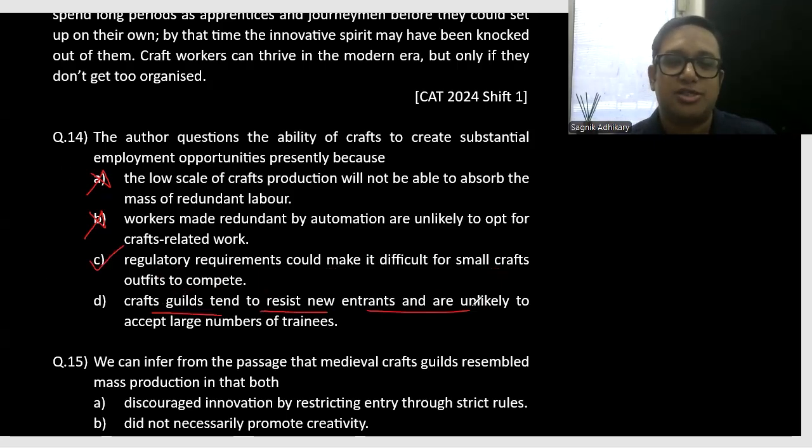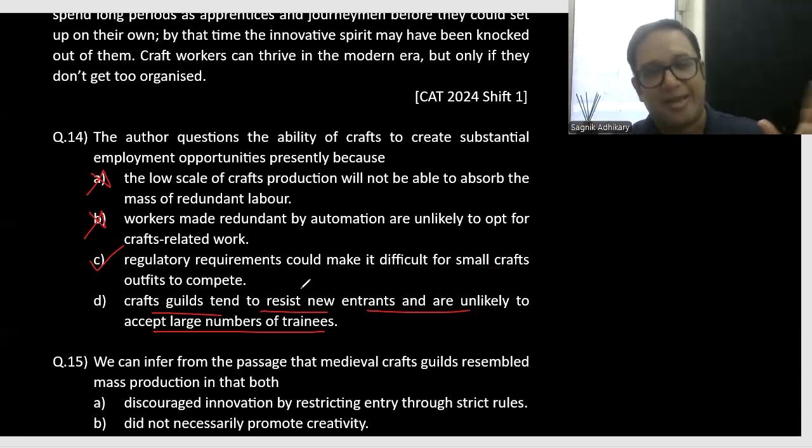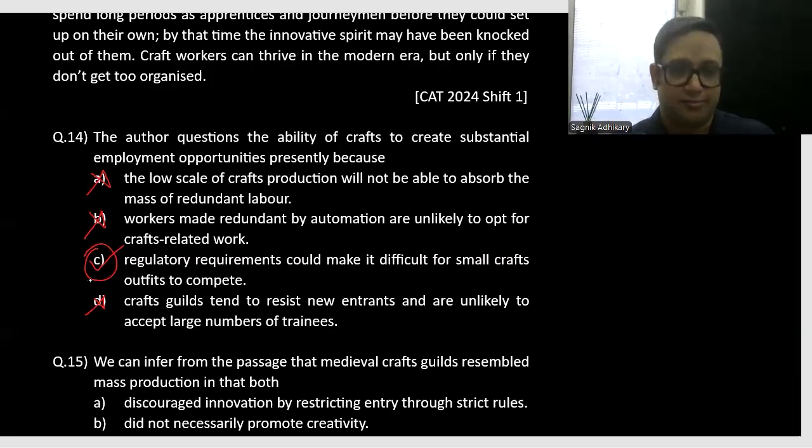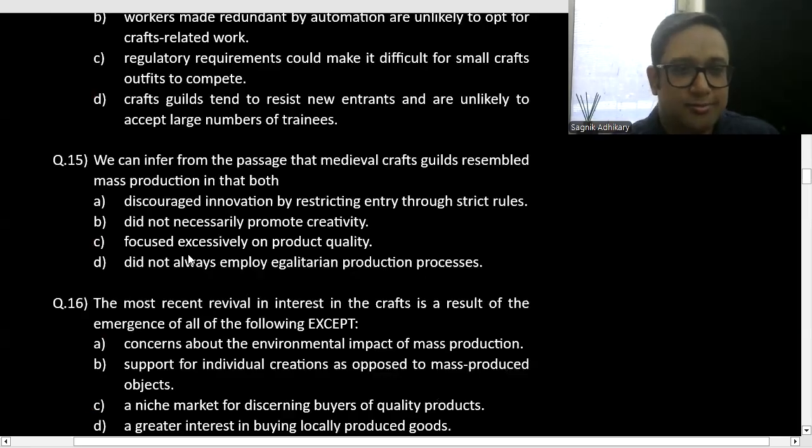Option D: crafts guilds tend to resist new entrants and are unlikely to accept large number of trainees. This is completely irrelevant. We saw that crafts guilds were mentioned in the medieval time period from the historical perspective, in a historical context. So this is from the last paragraph. The question is referring to the second last paragraph, and there is no direct connection between the two. So this is incorrect. We can rule it out. The correct answer for this question is option C. Next question.